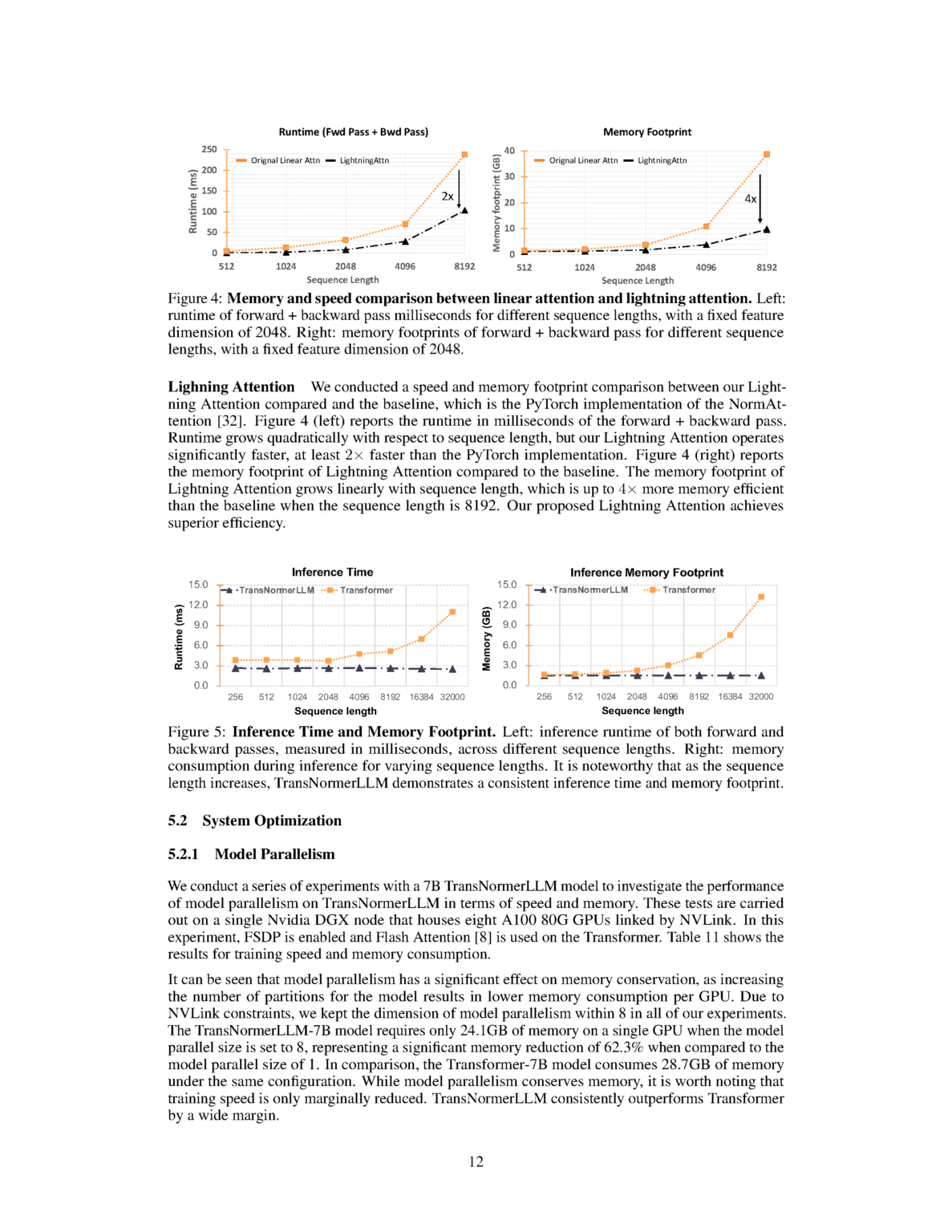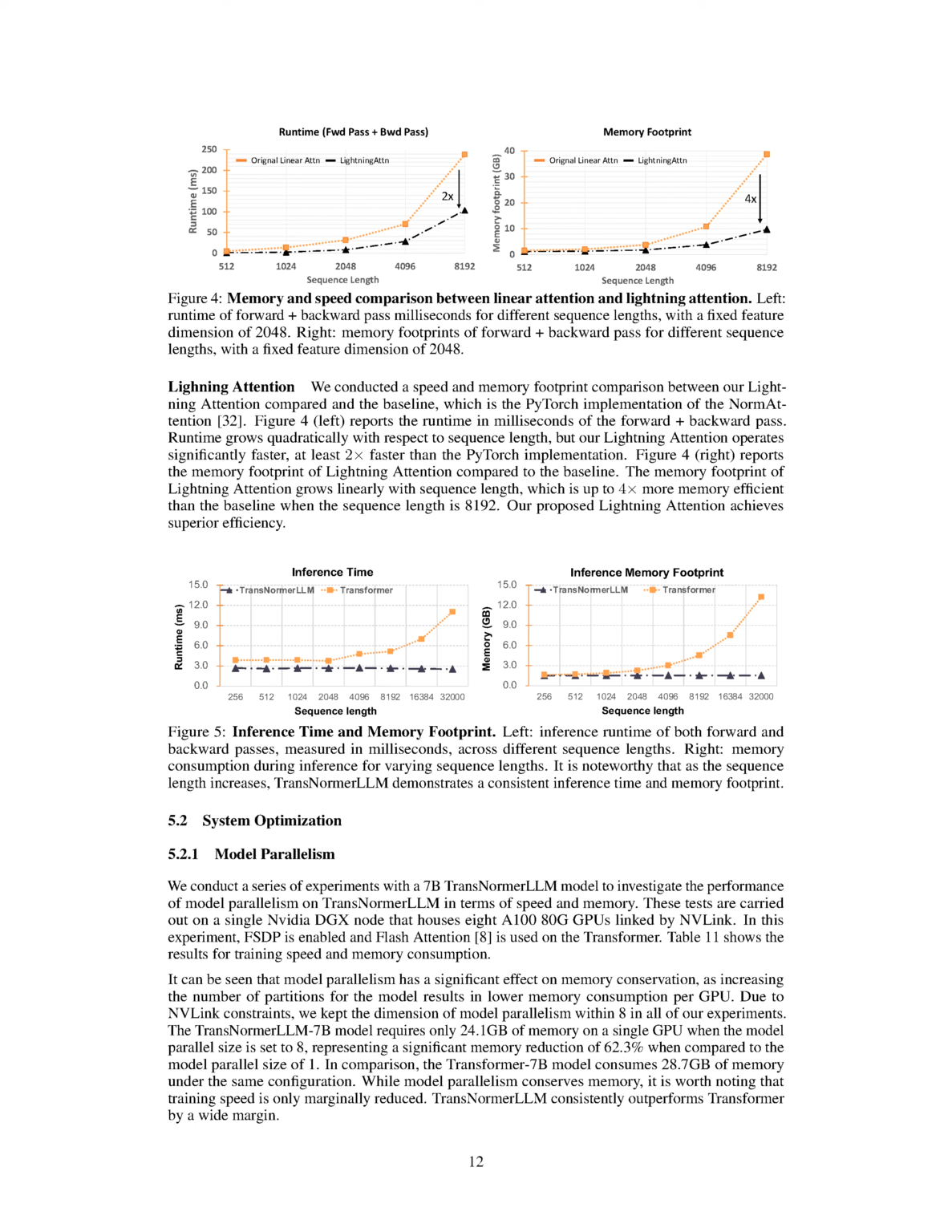We compared the speed and memory usage of our lightning attention with the baseline, which is the PyTorch implementation of NormAttention. The left figure shows the runtime in milliseconds of the forward and backward pass. Although runtime increases with sequence length, our lightning attention operates much faster, at least twice as fast as the PyTorch implementation. The right figure shows the memory usage of lightning attention compared to the baseline.